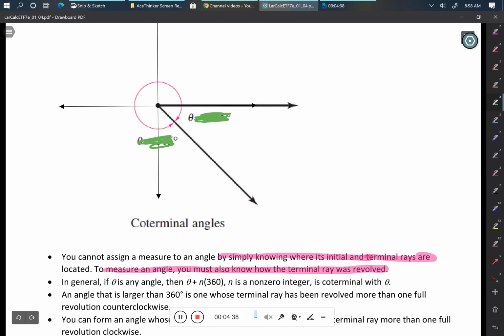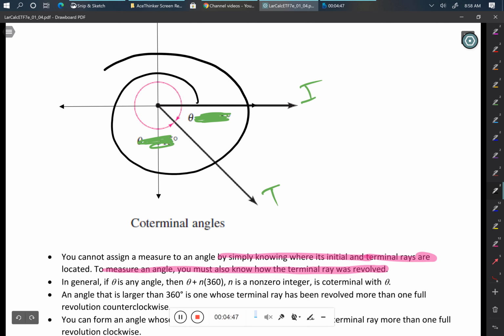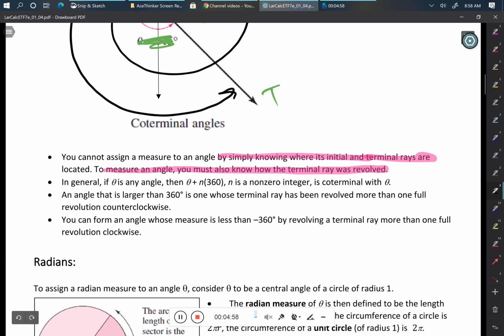If we know that this is the initial side, and we know that this is the terminal side, how do we know, though, that the angle didn't do this and then stop there? And then when we measure that, it's going to measure differently than if we just went around one revolution. So in general, if theta is any angle, then theta plus n times 360 degrees, where n is a non-zero integer, will also be a coterminal angle.